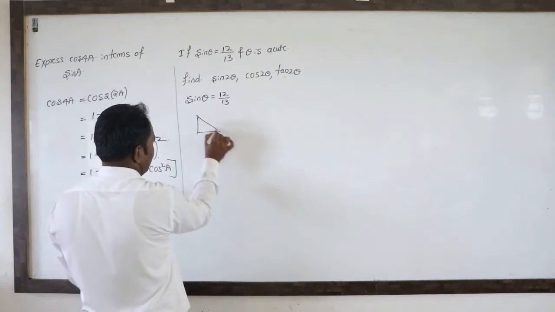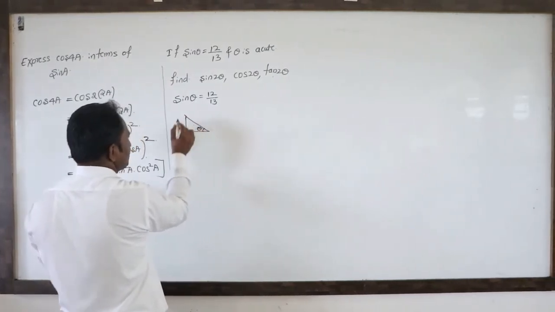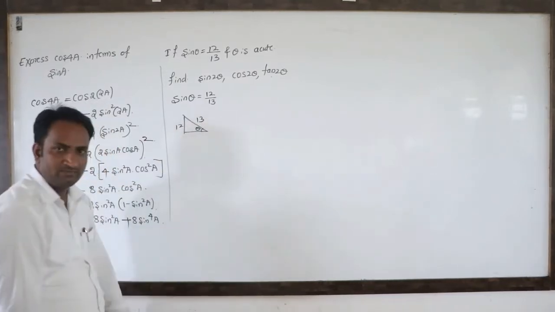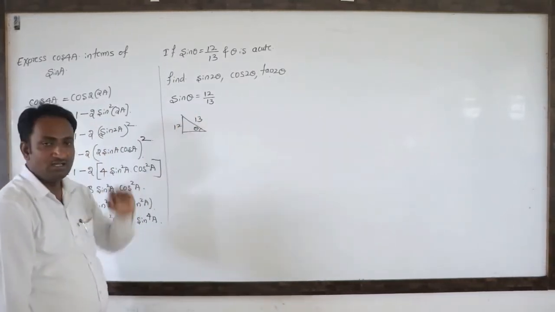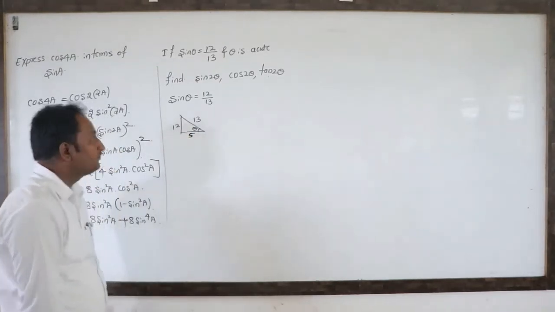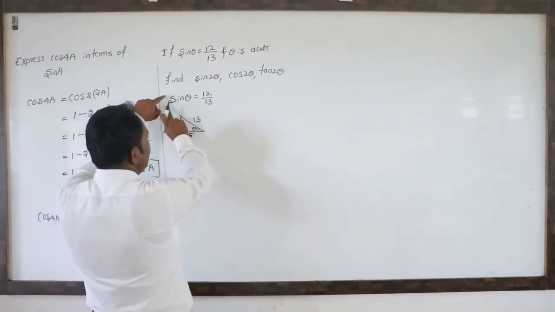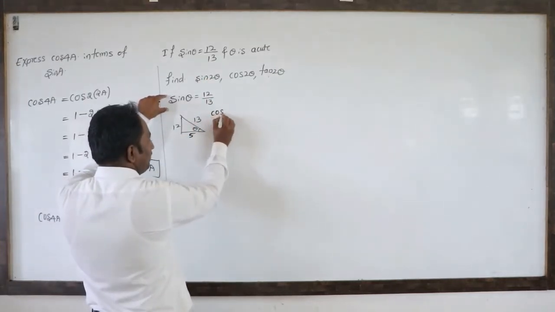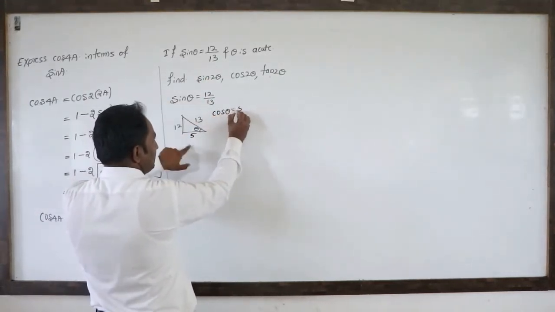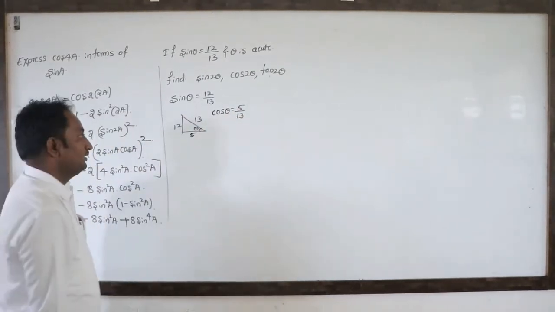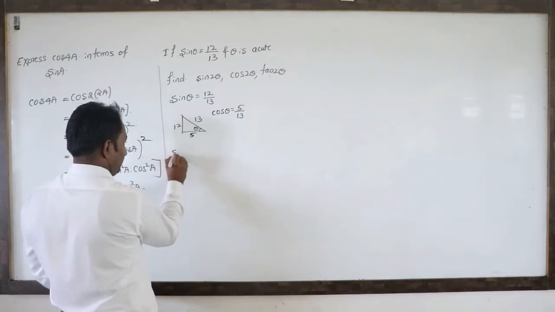Take one right angle triangle. This is the theta, sin value is opposite divided by hypotenuse, 13 is the hypotenuse. Definitely the adjacent side value is 5. Then sin theta value is 12 divided by 13. Then cos theta is adjacent divided by hypotenuse.